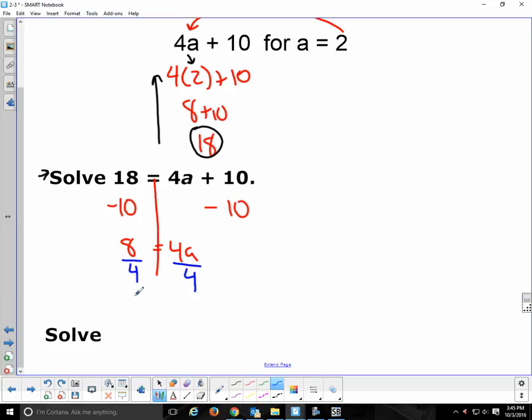8 divided by 4 is 2. So my solution, 2, equals a, which is what we started with. These are just the same exact problem worked in different directions. And so that's how we do these problems: we work backwards through PEMDAS.